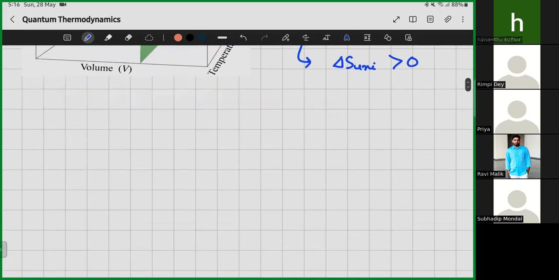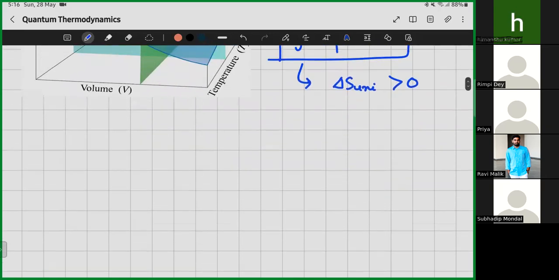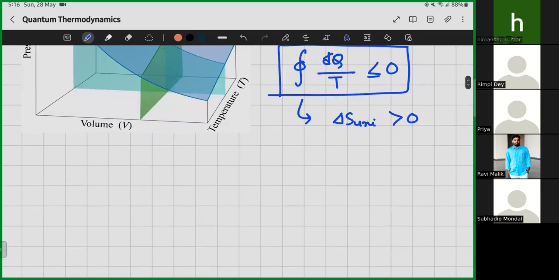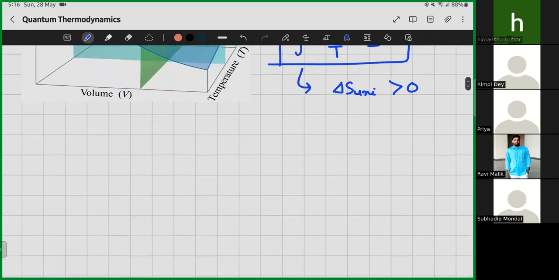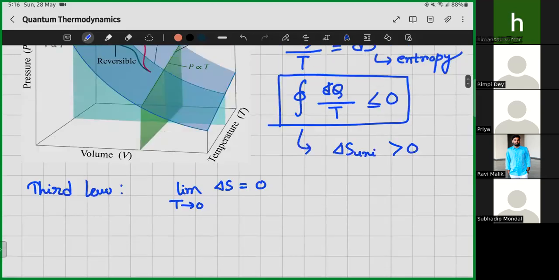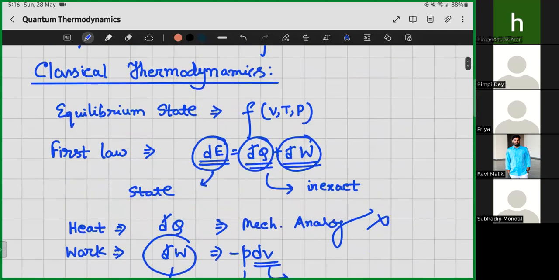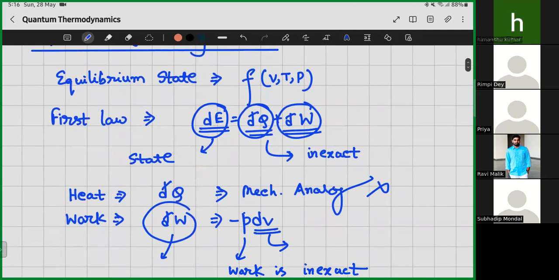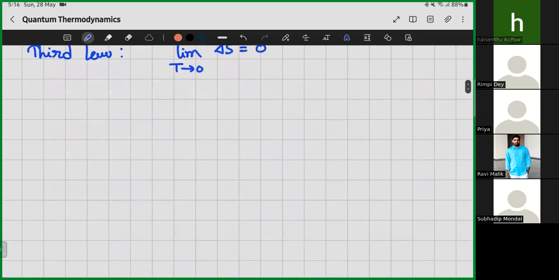Okay. So now I'm not getting into the third law because the third law is a little bit different from the Nernst theorem. I'm just writing the third law, but I will not relate the third law with quantum thermodynamics. The third law is just: limit as temperature tends to zero, ΔS will be equal to zero. Okay. So these are the basic laws of thermodynamics: zeroth law, first law, second law, and third law as well.